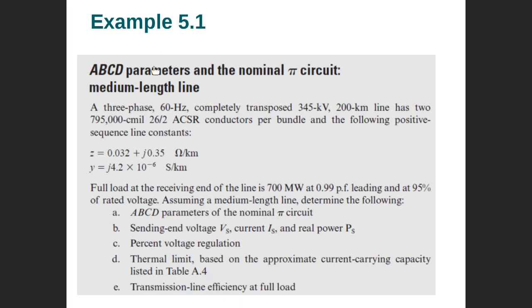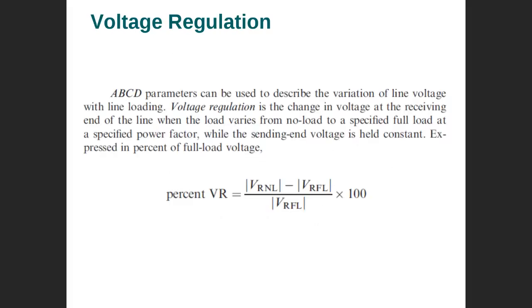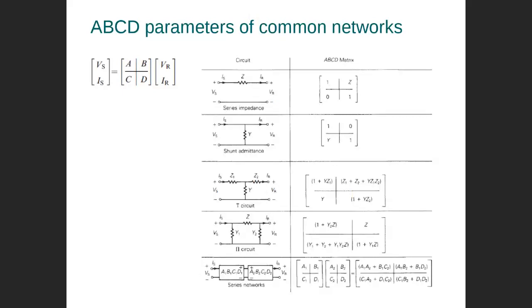ABCD parameters and the nominal pi circuit. Because we say nominal, nominal means that we are using this, and then we have another equivalent. Nominal pi circuit, we are using this one here, Y on one side and Y over 2 on the other side. This is called the nominal pi circuit. This is the pi circuit.